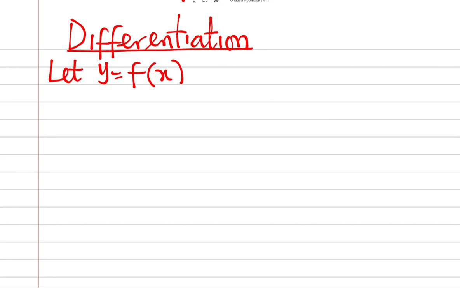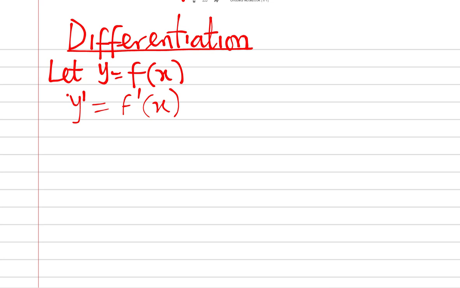So differentiation, or derivative, is the topic. When you have y equals f of x, then we have y prime equal to f prime. It can be f prime or y prime, depending on what you have. This f prime is what we call the derivative. F prime means the derivative of f of x, and y prime means the derivative of y.